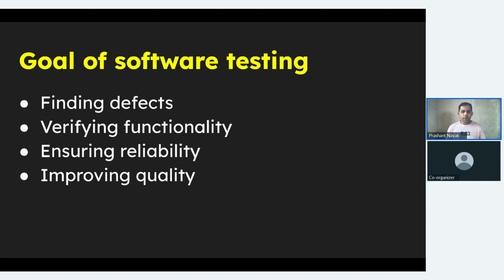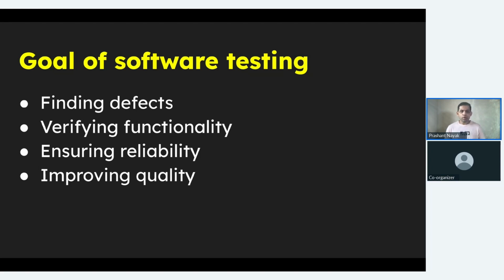Then the second goal is verifying functionality. Both of them are related. When we verify functionality against the functional document, the requirement documents, and we find any deviation, we call it a defect. So we make sure that we verify each and everything mentioned in the requirement document against the software that we have. The third goal is ensuring reliability, making sure that the application is reliable to use for the general audience. That is another goal that we need to consider while doing the software testing task.